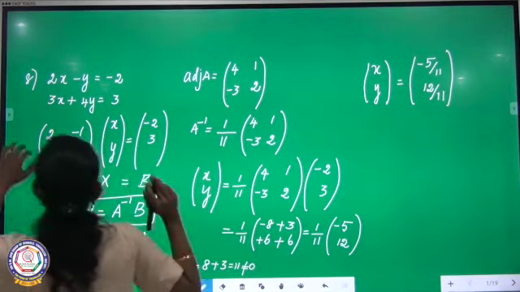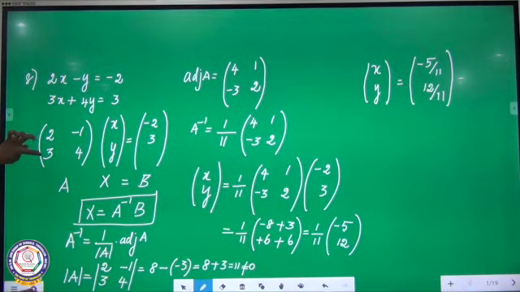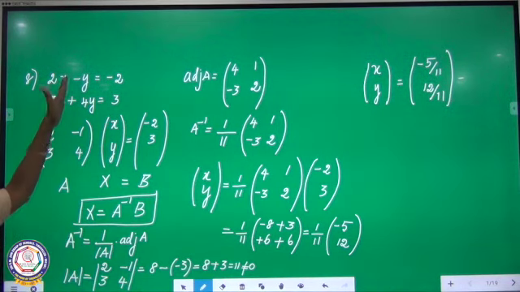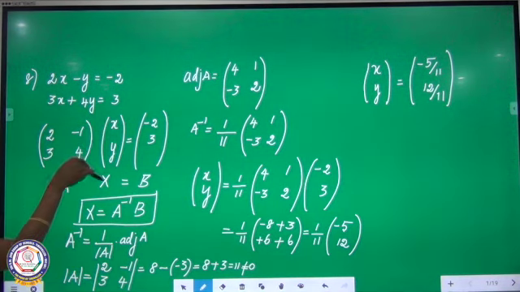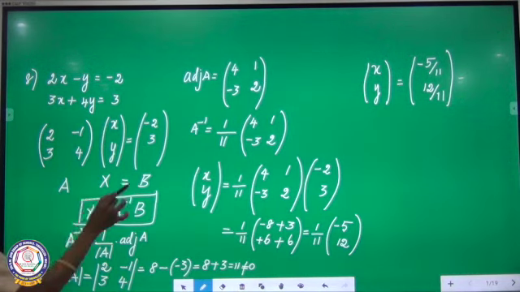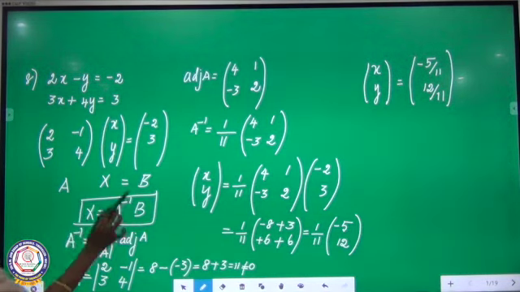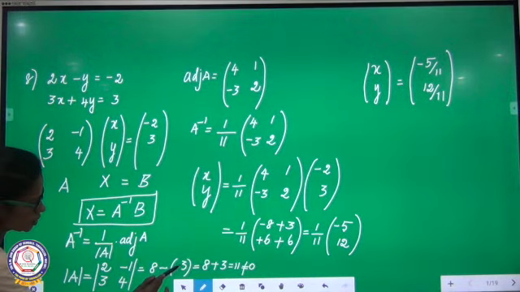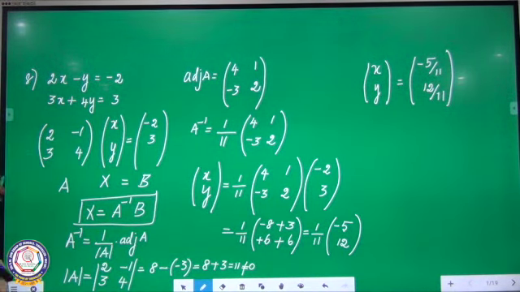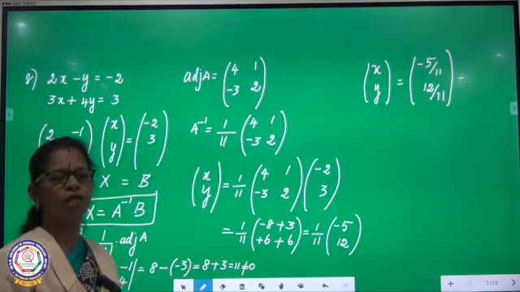Right? Again I repeat, the coefficient of X you have to write in the first column, the coefficient of Y you write in the second column, the variables you place in the column matrix, the constants also the same. Then you write AX equal to B, X is equal to A inverse B. A inverse equal to 1 by determinant A into Adj A. Determinant A equal to 2, minus 1, 3, 4. Main diagonal product minus sub diagonal product. You arrived at the number 11, which is not equal to 0.